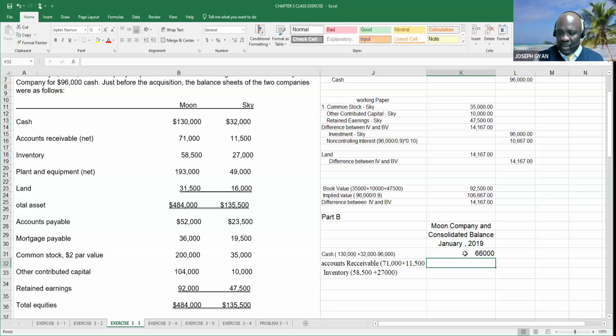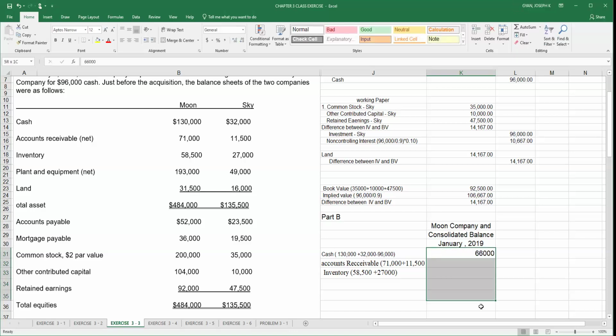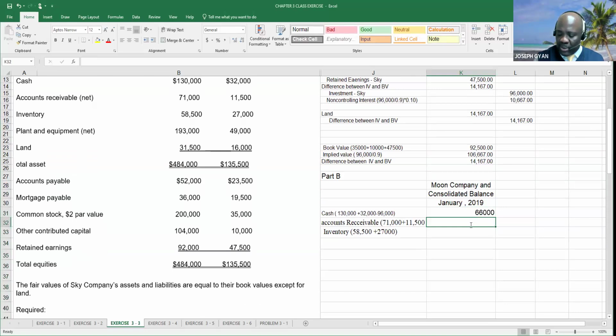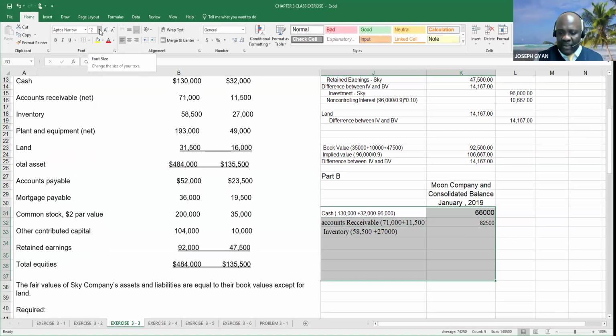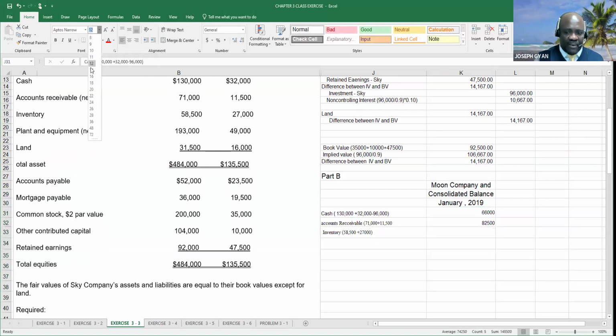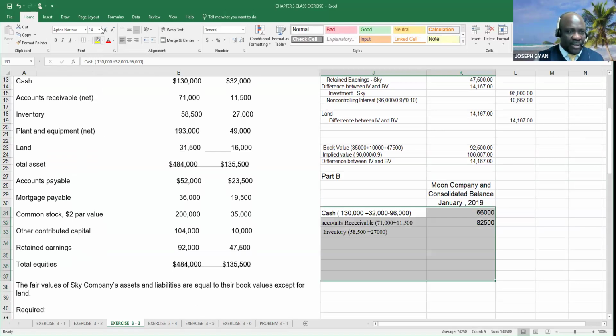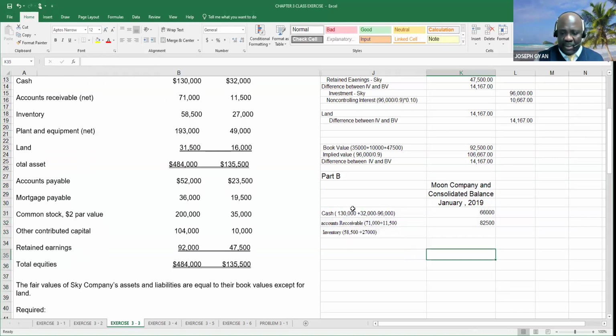What about accounts receivable? Accounts receivable is 82,500. Thank you. 82,500. What about the inventory? The inventory is 85,500. Give me 1 second, I'll just write this. Okay, 85,500.